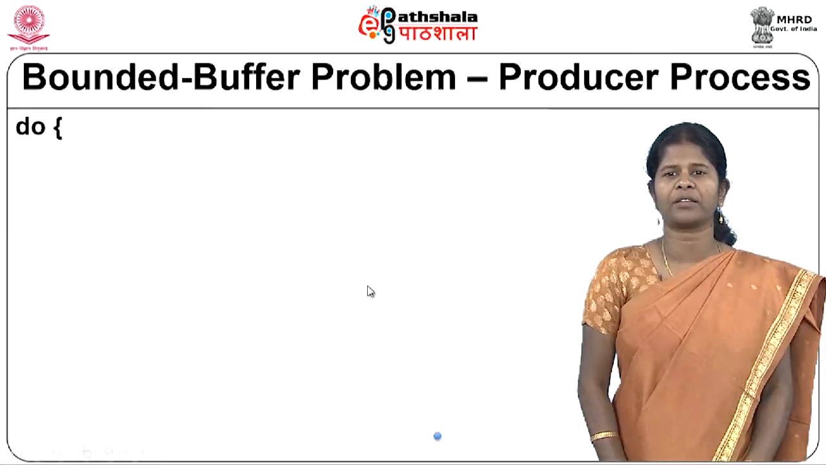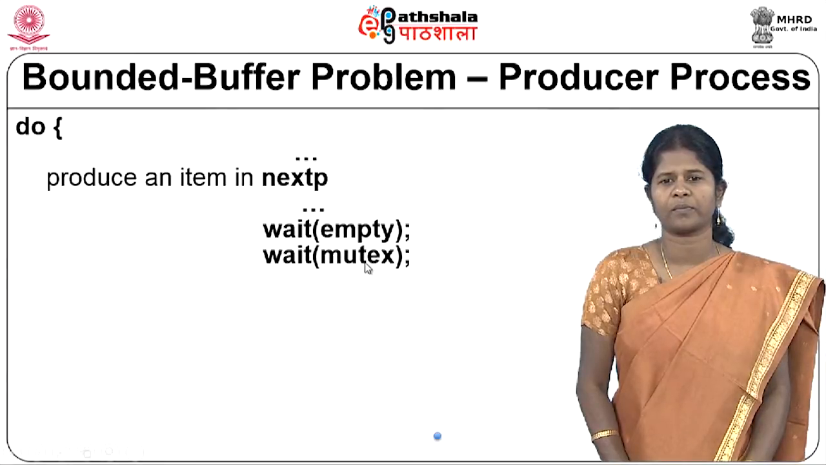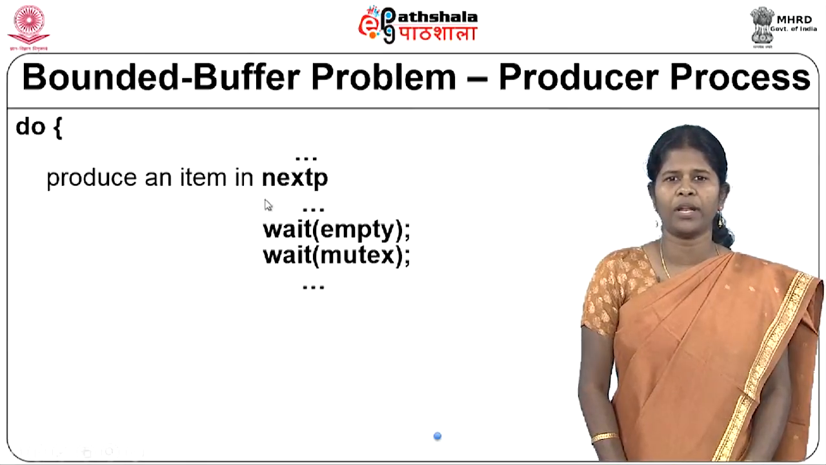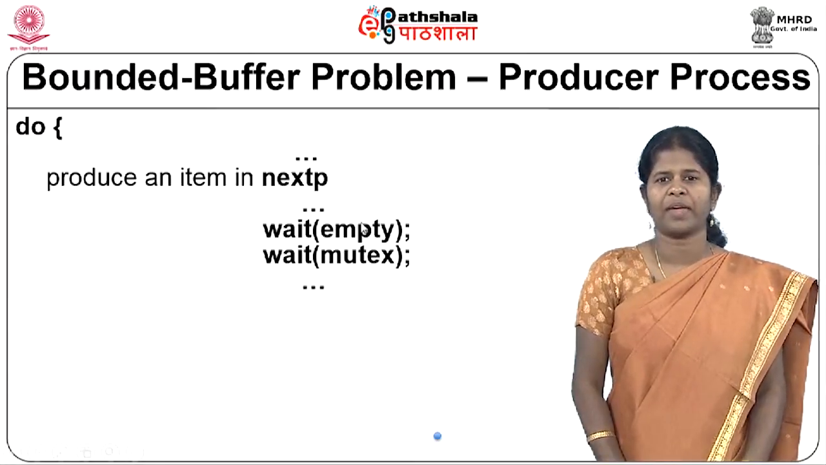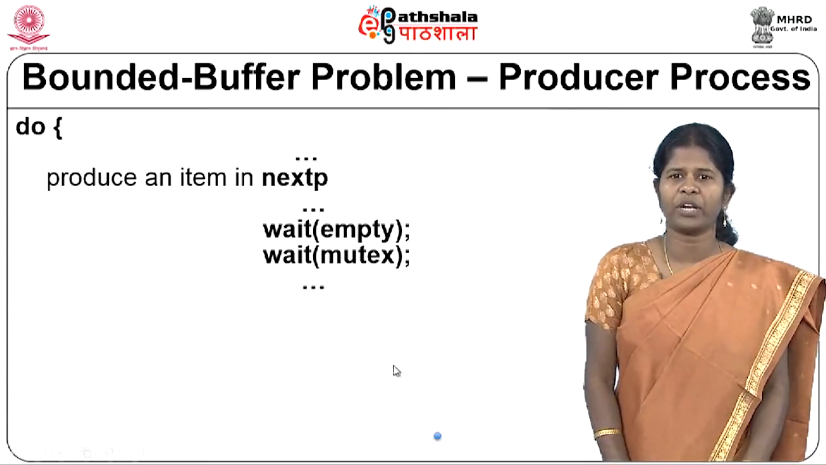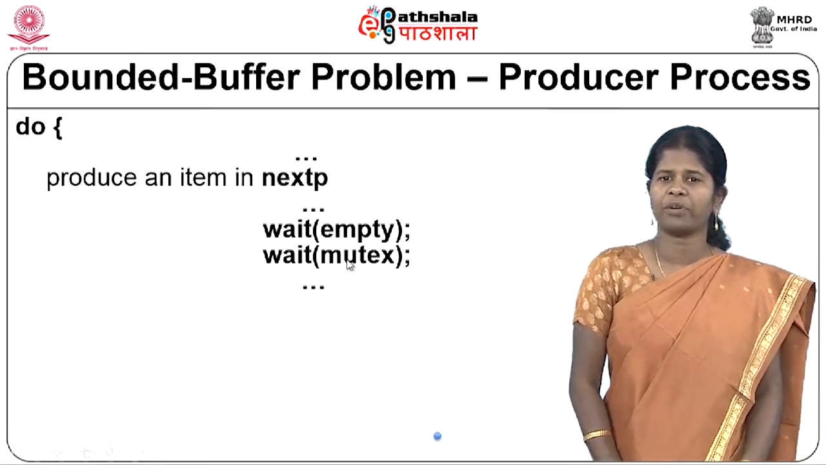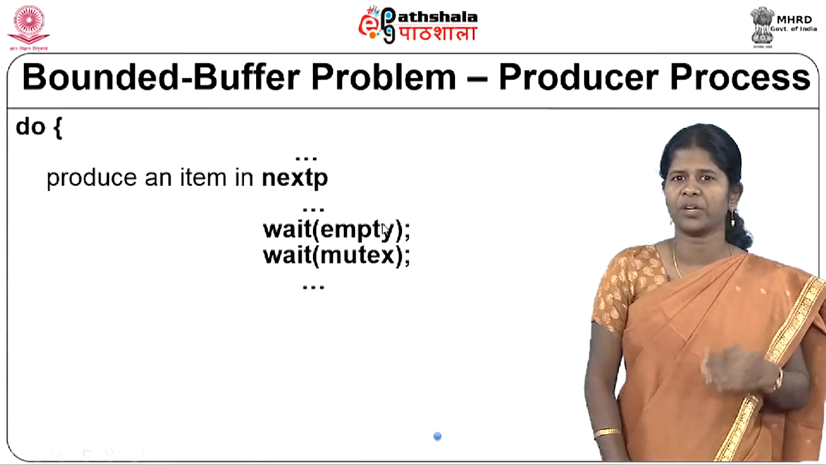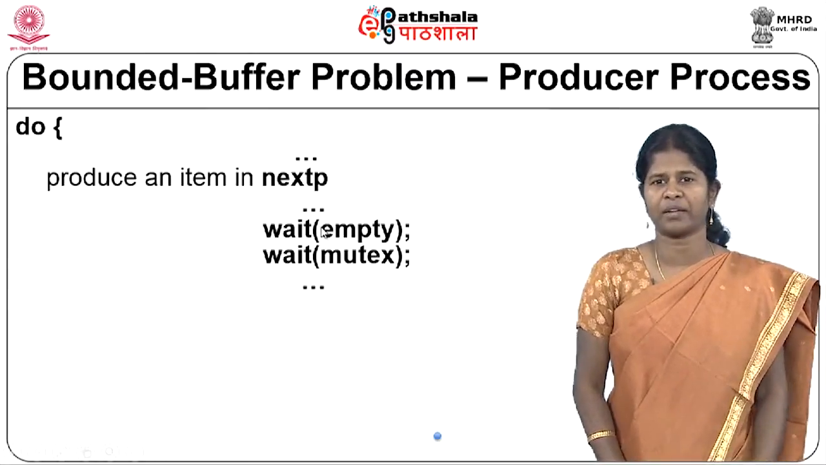Now we will see the algorithm for the producer process. The producer produces an item in a variable called next p. This next p is a variable that is local to the producer process, and then it waits on the empty semaphore. The empty semaphore initially is set to the number of empty buffers. So, all the buffers are empty, and hence empty will be equal to n. So, wait on empty will decrement its value, and hence the producer process can continue.